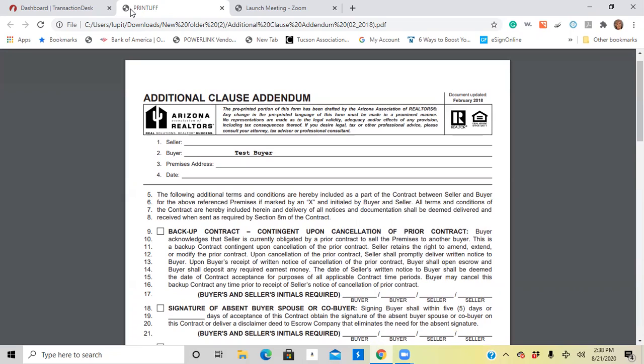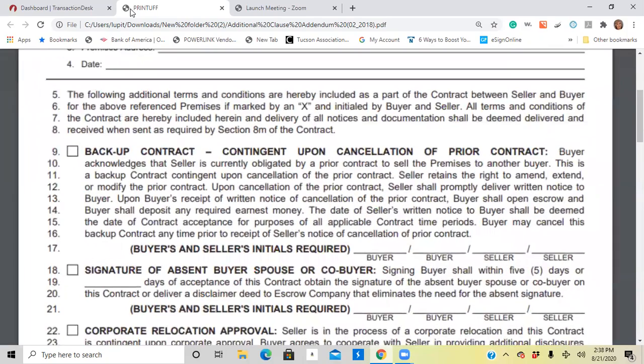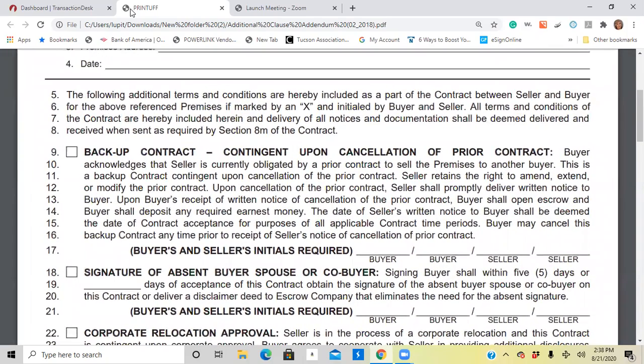Following additional terms and conditions are hereby included as part of the contract between seller and buyer for the above referenced premises, if marked by an X and initialed by buyer and seller. All terms and conditions of the contract are hereby included herein, and delivery of all notices and documentation shall be deemed delivered and received when sent as required by Section 8M of the purchase contract. So let's start with the most common clause that you will need.